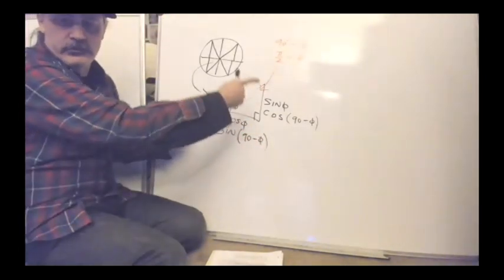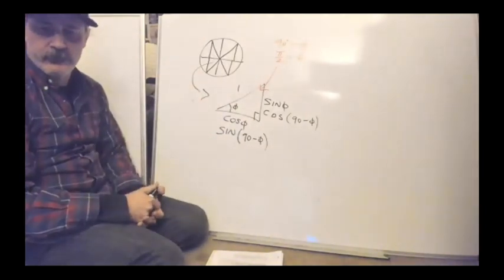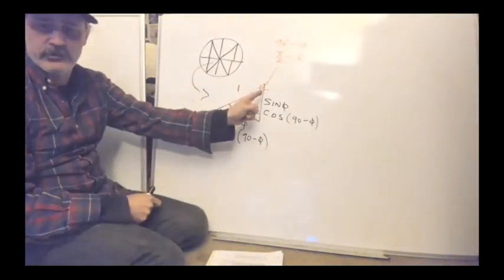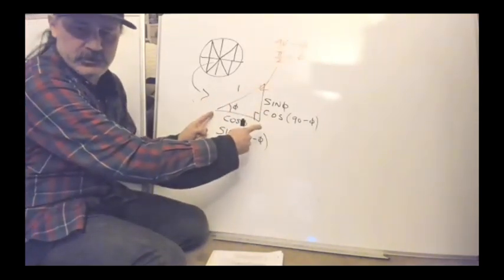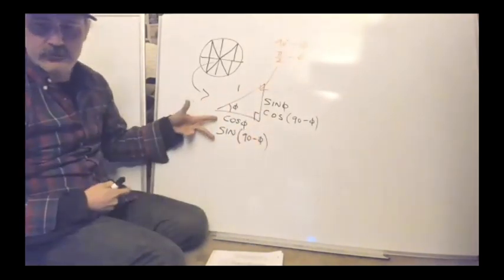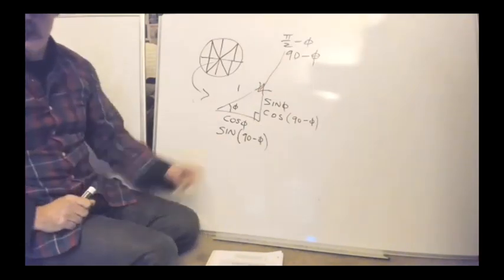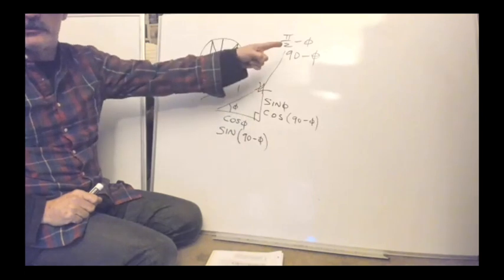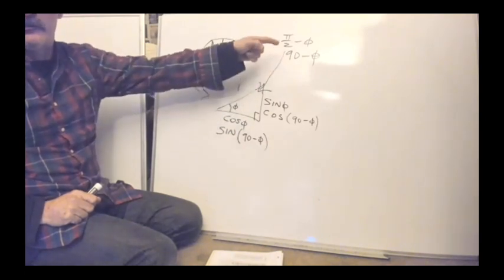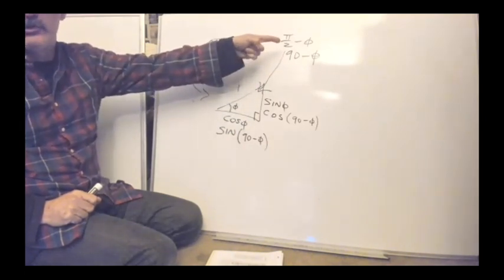Now, this triangle's geometry didn't change. It's just you're referencing the trig functions from a different angle. So the horizontal sides should be the same. That means these two are equal to each other. Okay, so this angle I'm symbolically representing as 90 degrees minus the other one, or if we're using radians, pi over 2 minus the other one.